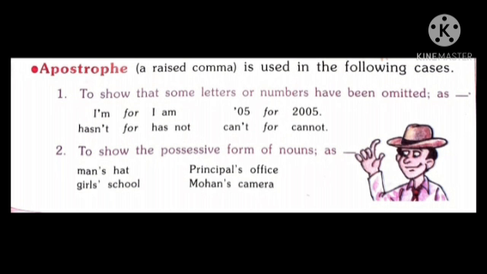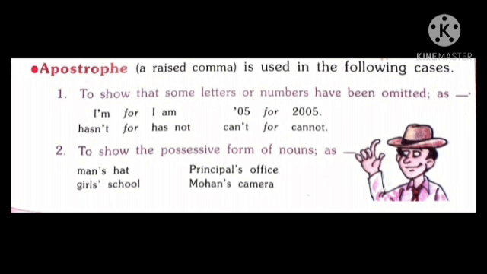And the next is to show the possessive form of nouns. For example, man's hat. It shows possession. Next is principal's office. Next is girl's school. Mohan's camera.